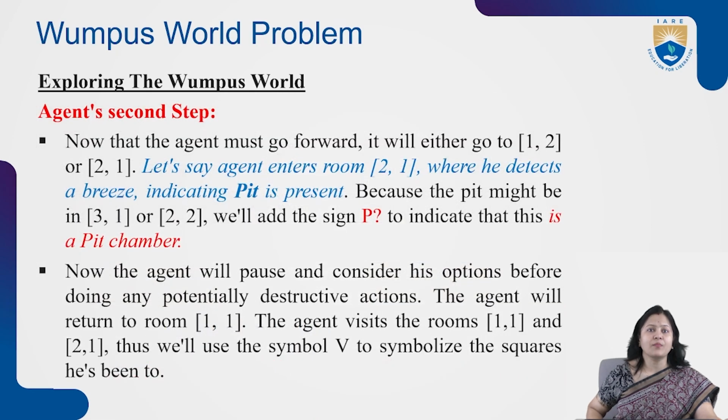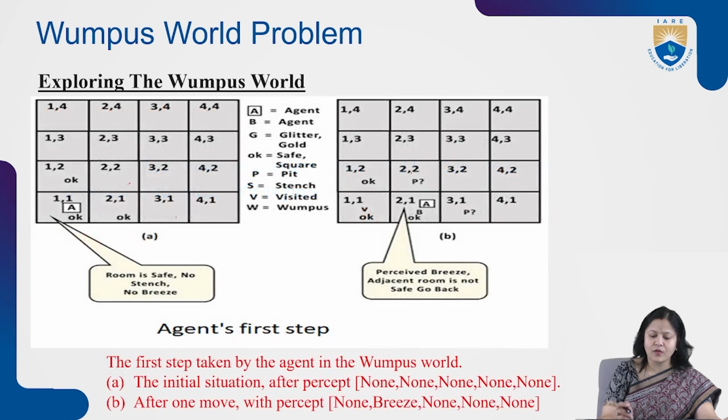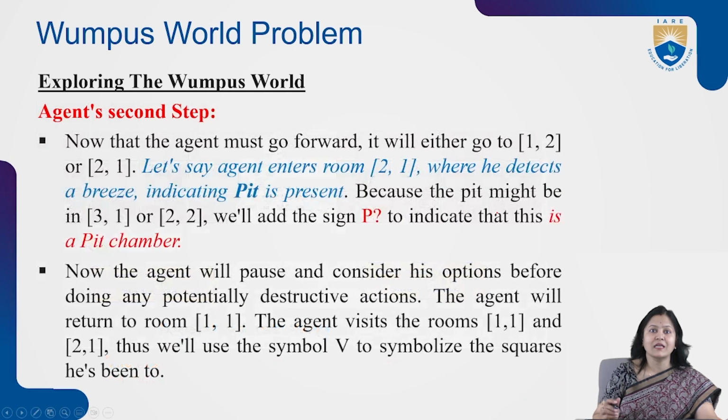Now in the second step, the agent must go forward. So it will either go to the 1-2 location or the 2-1 location. Let's say first the 2-1 location, meaning move towards the right, where he detects a breeze, indicating that a pit is present. Because the pit might be in 3-1 or 2-2, we are adding the P question mark to indicate that it may be a pit chamber. Whether it is a pit chamber or not, this question came to the mind of the agent at the second step.